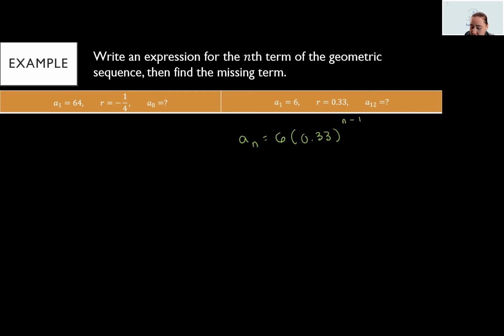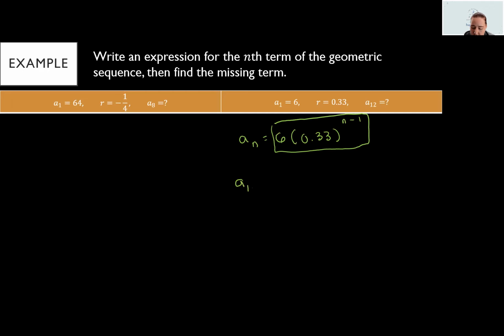So that is the expression. When it says the expression, they technically only want the right side. They don't want the left side because the left includes an equal sign. So that's an equation. They just say, okay, how would you write that nth term?